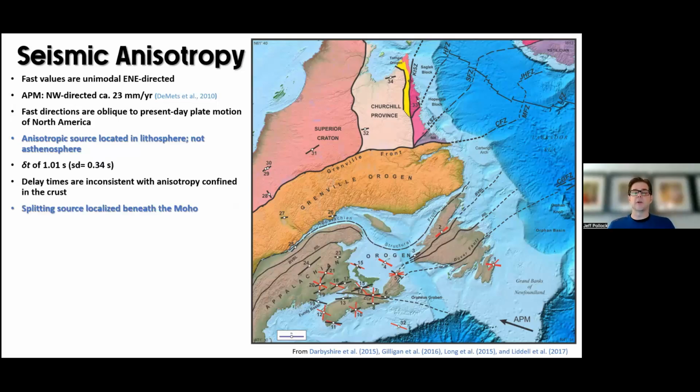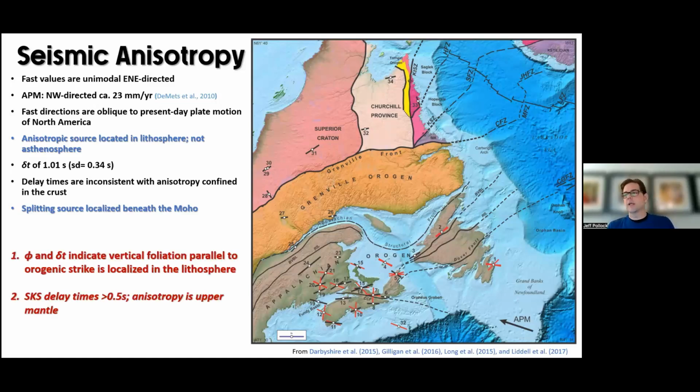And the second bit of information, we look at those delay times. They average around 1 second, which is too great to be a source in the crust. That time difference tells us that the anisotropic source lies beneath the Moho, but above the asthenosphere. So both bits of information tell us we have a foliation that's east-northeast directed, parallels the strike in the orogen, and it lies beneath the Moho, above the asthenosphere. It is in the lithospheric mantle.